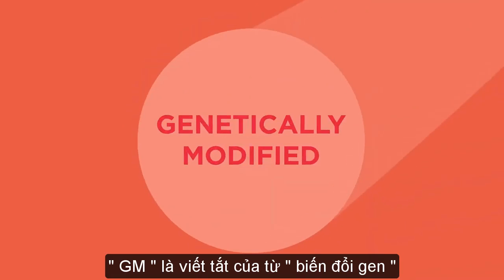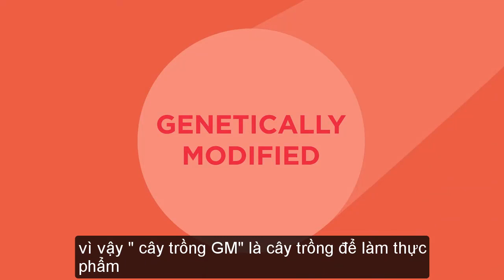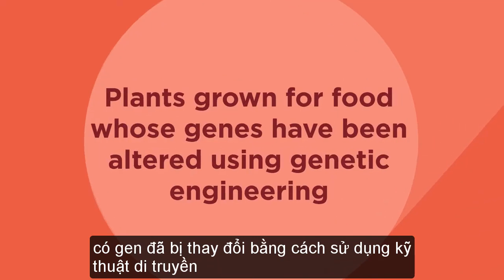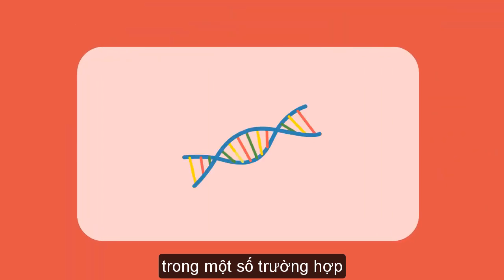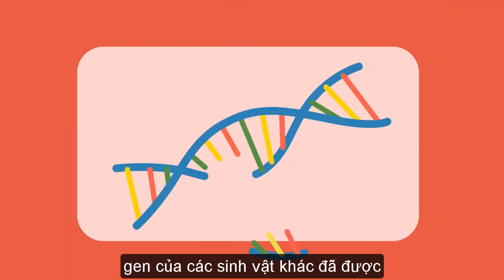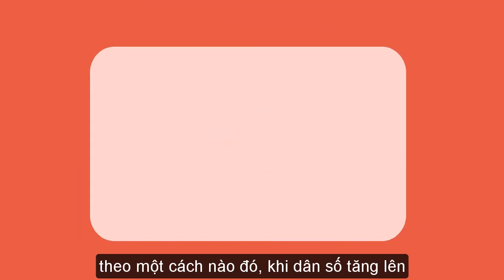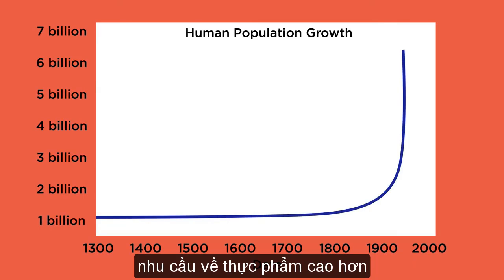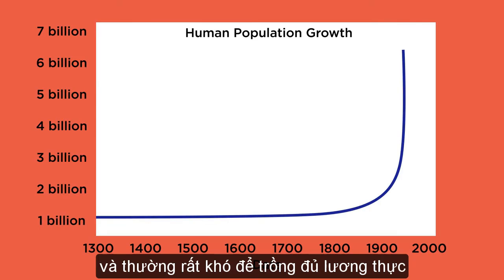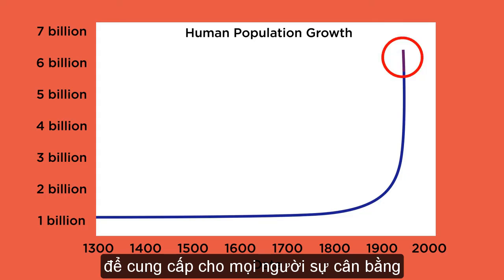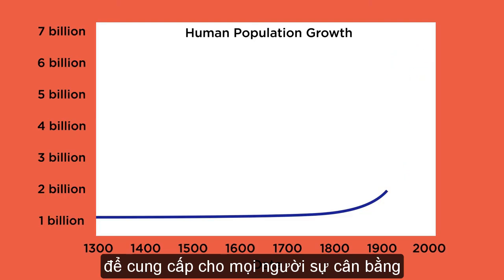GM stands for genetically modified. So GM crops are plants grown for food whose genes have been altered using genetic engineering. In some cases, the genes of other organisms have been inserted into the genome of the crop plant to improve it in some way. As the human population increases, there is a higher demand for food, and it's often difficult to grow enough food to provide everyone with a balanced diet.